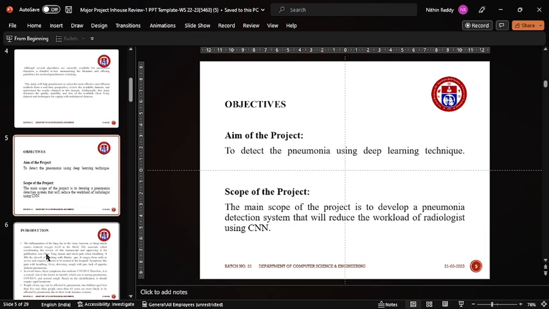Objectives. The main aim of the project is to detect pneumonia using deep learning techniques. The scope of the project is to develop a pneumonia detection system that will reduce the workload of radiologists using CNN.